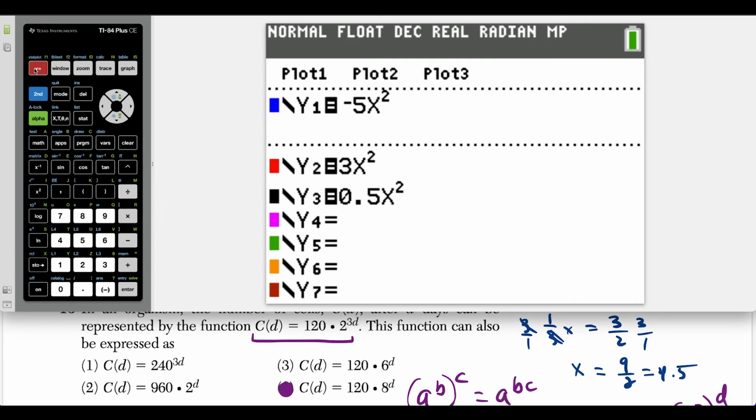Now let's say you forgot the algebra here and you were nervous. What you could do is type in the question. So we had 120 times, and I'm just going to go ahead and write this. We have 2 to the, instead of 3d, we're just going to put a 3x instead. So we have this, and then we could type in all the answer choices.